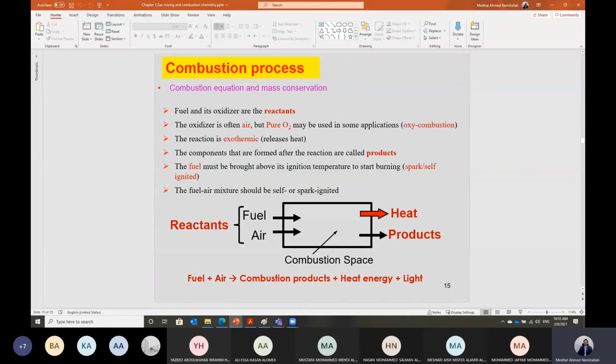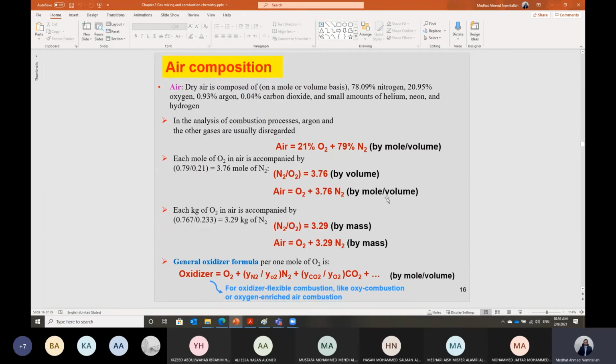This is what we said. The combustion has reactants, and we have products. The fuel has to be ignited, either spark ignited like a spark ignition engine, or self ignited like the case of the diesel engine. So we have to have fuel, we have to have the oxidizer, and we have to have ignition. This is the triangle to have combustion. In addition, the air to fuel ratio has to be within the flammability limit of the fuel. Air to fuel ratio should be very close to the theoretical air to fuel ratio.